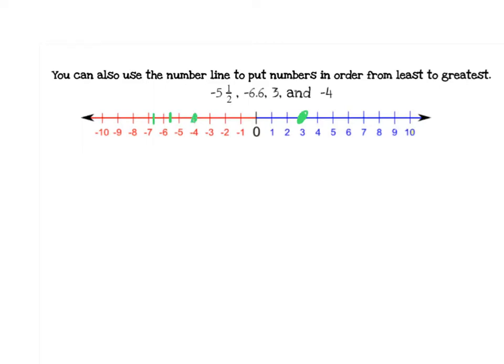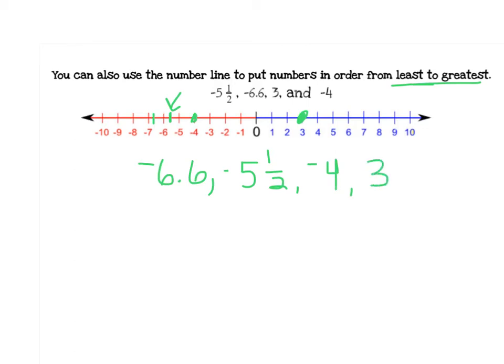Okay, so if we're going to put these numbers in order from least to greatest, the smallest number is that number that's furthest to the left on the number line, which in this case is -6 and 6/10. Okay, the next smallest number we had was -5.5, and then -4, and then +3 was the greatest number that we had.